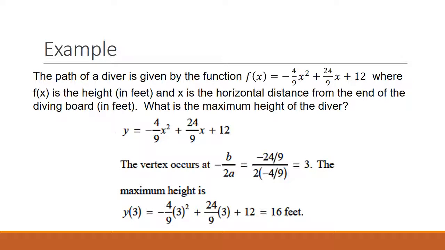All right, the way they're finding the vertex is they're using the fact that the x value is negative b over 2a, which is negative 24/9 over 2 times negative 4/9, and that simplifies to 3. To find the y value, put in 3 for x, and you get 16 feet. So the vertex occurs at the point (3, 16). The diver's maximum height is 16 feet.